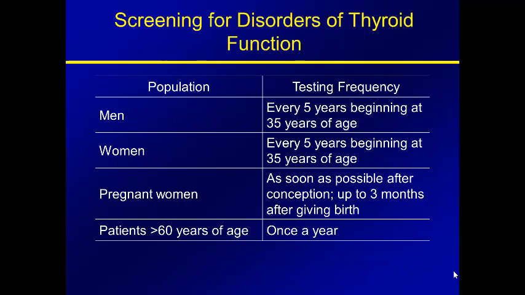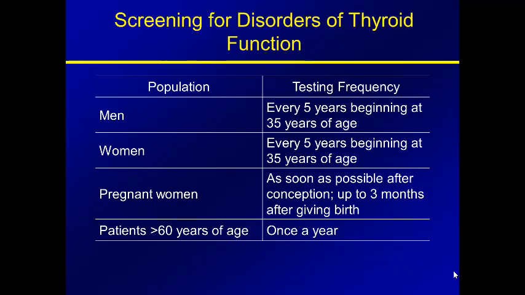Screen men every 5 years beginning at 35 years of age. Women every 5 years beginning at 35 years of age. Pregnant women as soon as possible after conception up to 3 months after giving birth. And patients more than 60 years of age once a year. I need to add some important data regarding special populations to be screened for thyroid disorders.